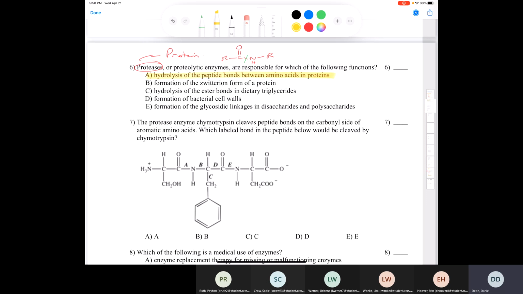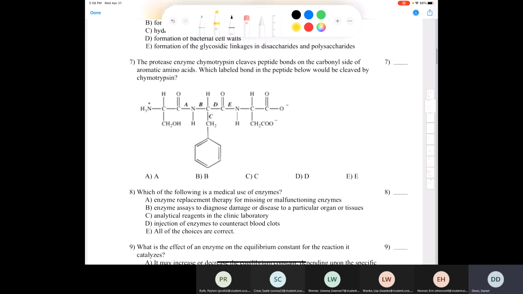Okay, none of these other answers are even remotely close. Right? You should know what a protease is. You should know that a protease is going to hydrolyze a peptide bond between amino acids. You should know what a peptide bond is. A peptide bond is simply an amide bond that is found in a protein.